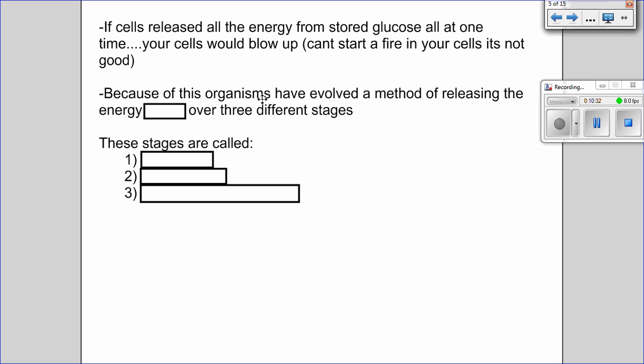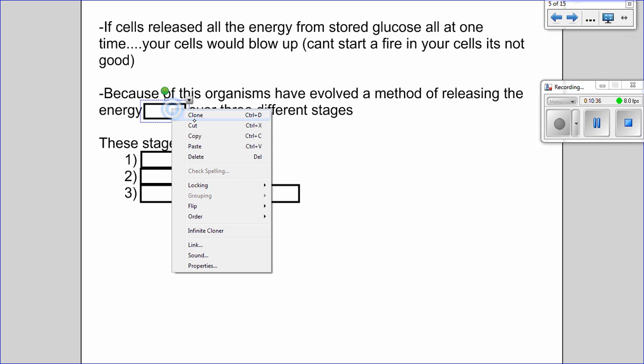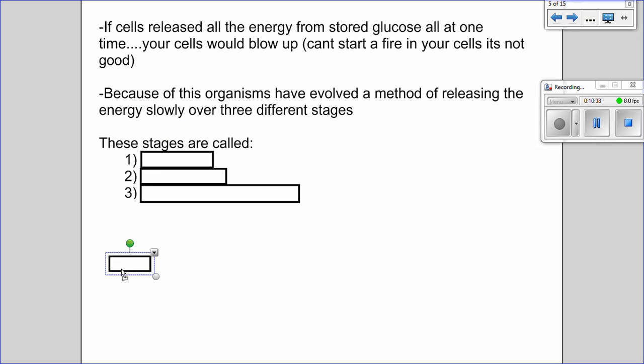Because of this, organisms have evolved a method of releasing energy in a slow manner, okay, so slowly over 3 different stages. And so instead of just letting it all on fire at once, your cells are going to break it down slowly. And that slow breakdown is going to allow you to use the energy more efficiently and to not waste it like you would if you burned it all at once.